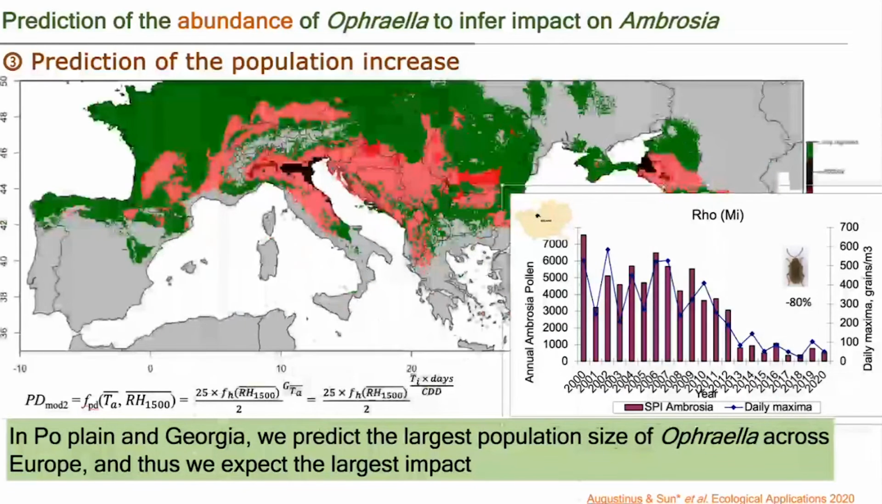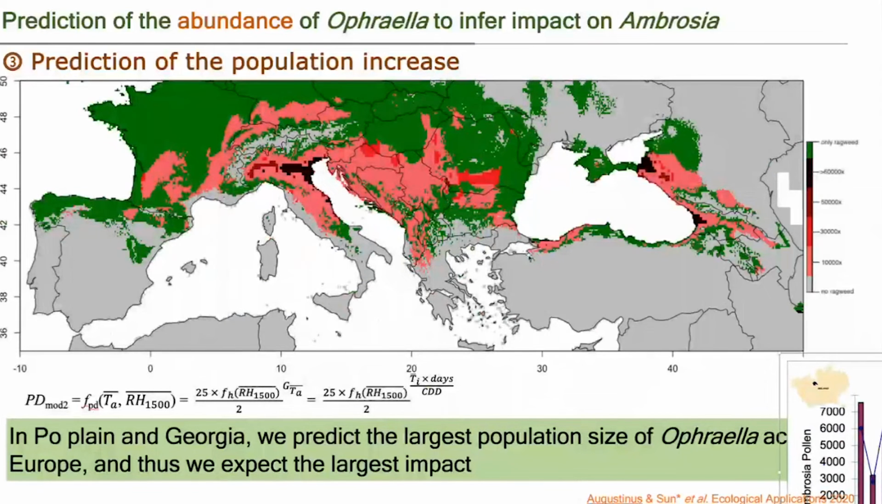So for you to see the map a bit better, we created this formula based on temperature and relative humidity. We're able to make the prediction of the population increase of this beetle in Europe. Again, the darker the color, the more the population increases. You can see the highest population size of Ophraella is either in Portland or on the coast of the Black Sea, Georgia, and so on.